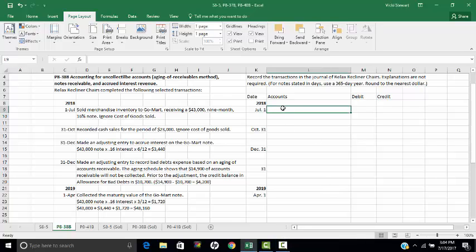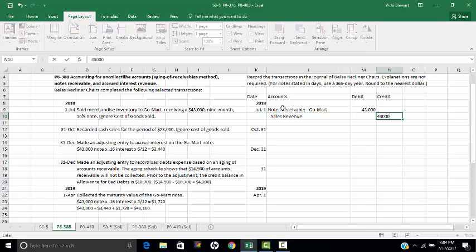So on July the 1st, the first transaction says we sold merchandise inventory to GoMart, receiving a $43,000 9-month 16% note, and we're to ignore cost of goods sold. So we're going to debit notes receivable, GoMart, for $43,000, and we're going to credit sales revenue for $43,000.